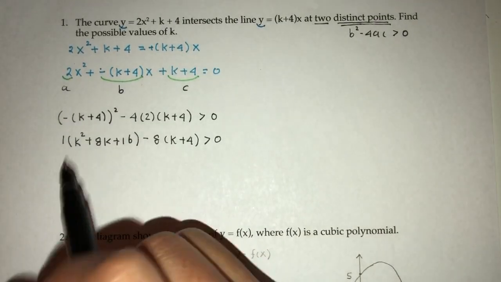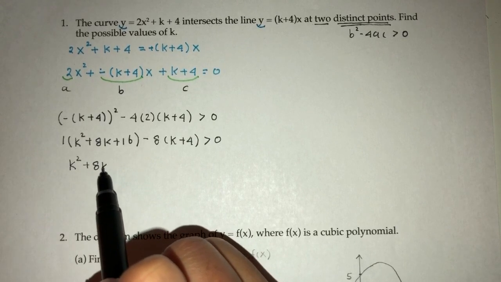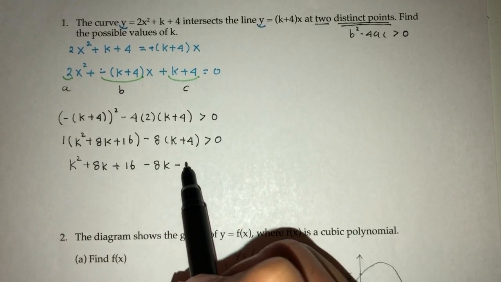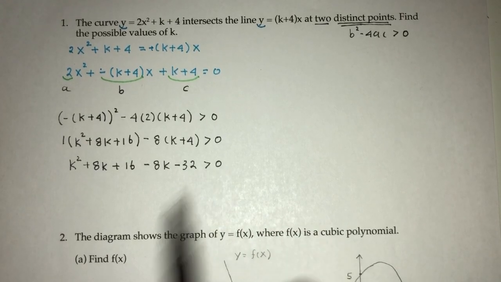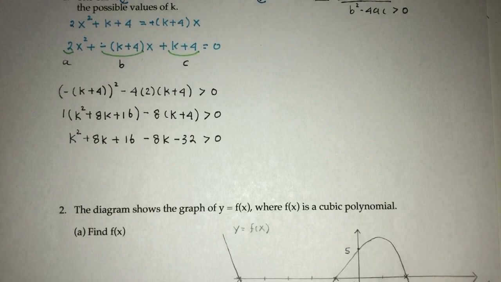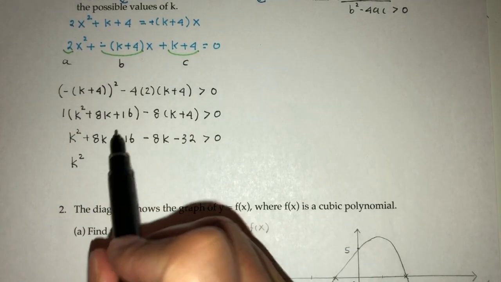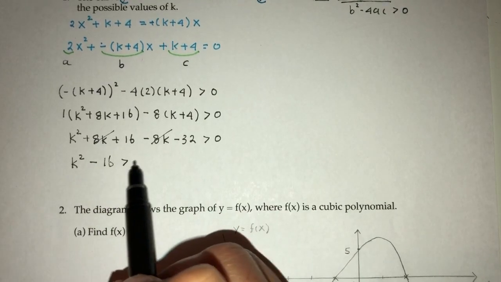Okay, so now we can expand. You will have k squared plus 8k plus 16 minus 8k minus 32 more than 0. Now we have to simplify. So you will have k squared, so this one will cancel out. This becomes minus 16 more than 0.